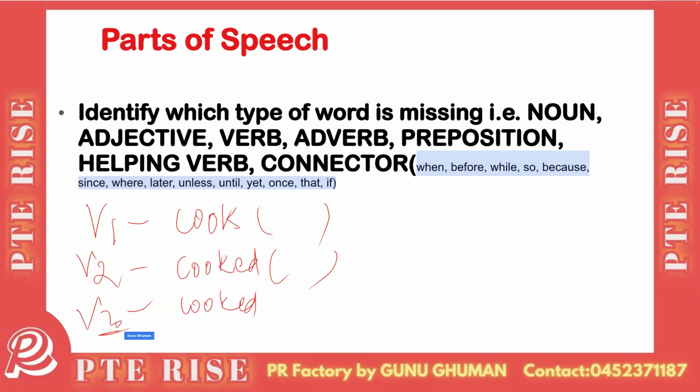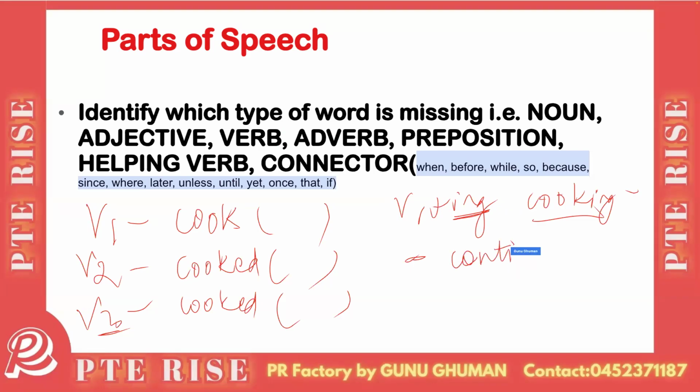Third form of verb, cooked. Can I use the third form of verb alone? No. And then first form of verb plus ing, cooking. Where can I use ing? When anything is still being done. That means continuous tense. Being is also continuous because it says ing. Okay. Then third form of verb.